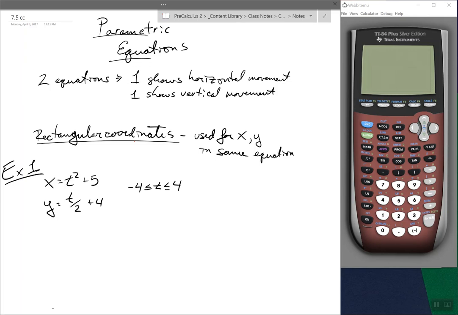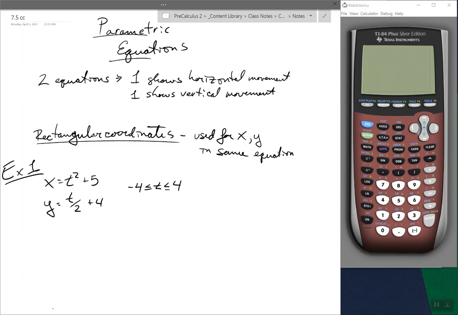a y equation. So these two equations can show us the direction that an object is traveling over a given period. Our third variable is going to be t. That is the parameter that links the two equations together. So again, parametrics: two equations, one shows horizontal movement, that's an x equation, and one shows vertical movement, that's a y equation.